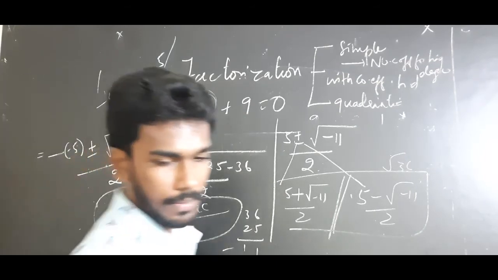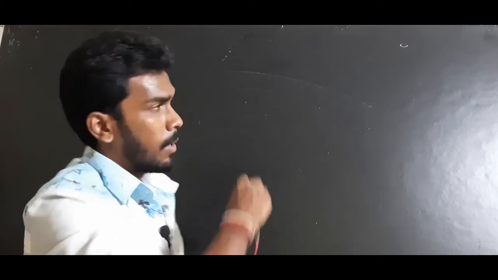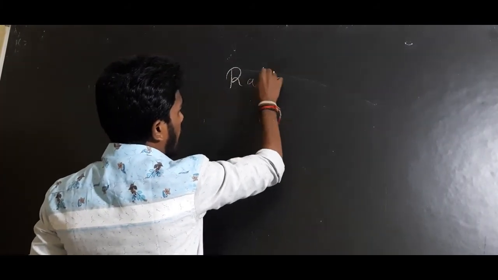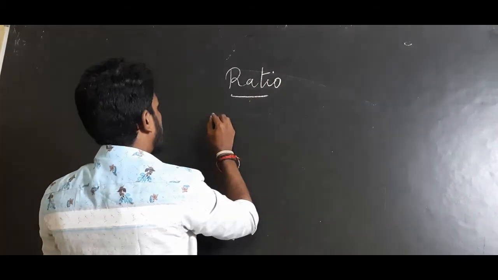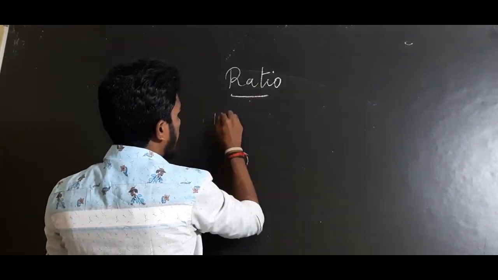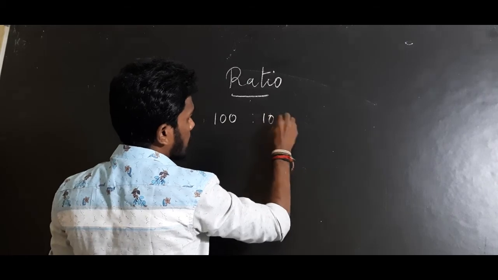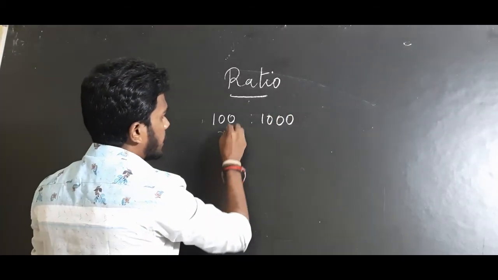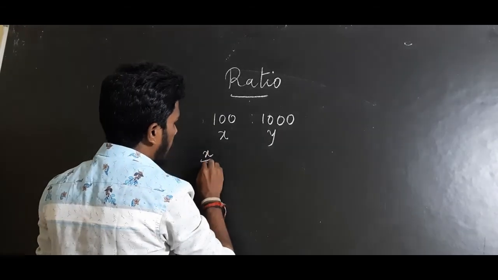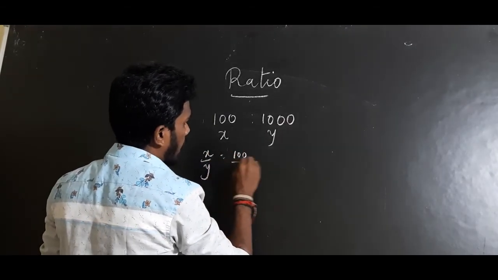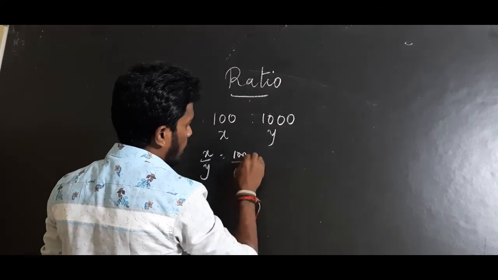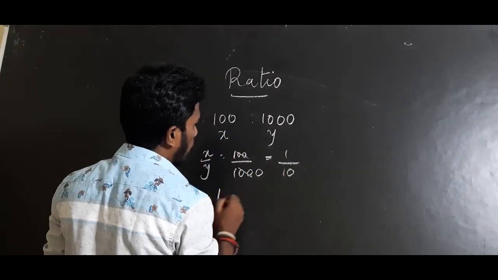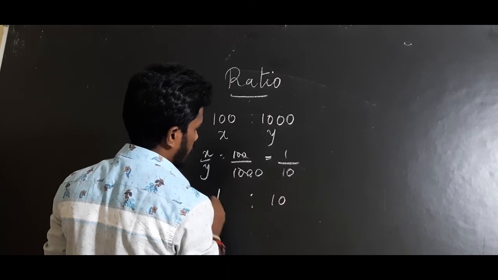Simple. Now we are going to deal with ratio-based problems. For example, whenever they ask you to calculate a ratio, let's imagine I need to calculate the ratio for 100 is to 1000. So how will we calculate the ratio? This is x and this is y. x divided by y, 100 divided by 1000. If you cancel this, 100 ones are 100, 100 tens are 1000. So it is in a ratio of 1 is to 10.